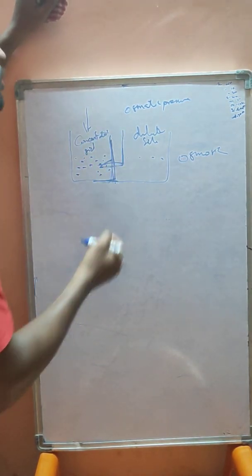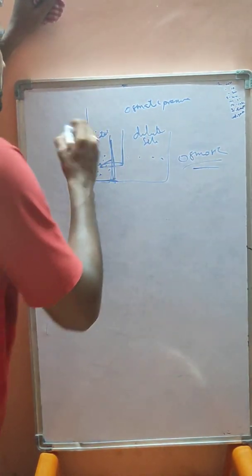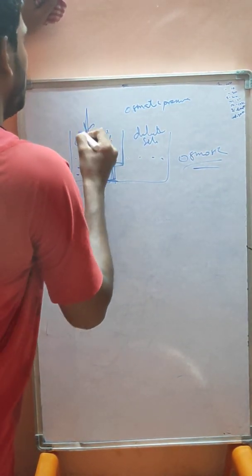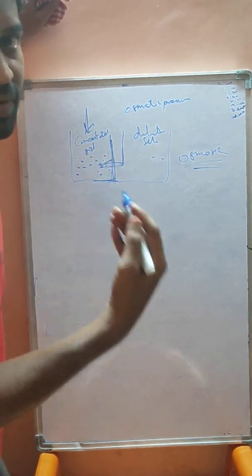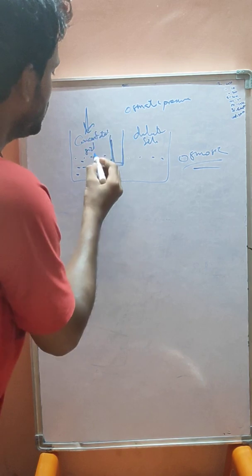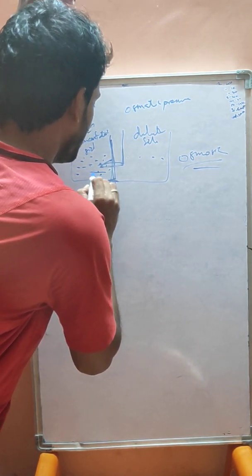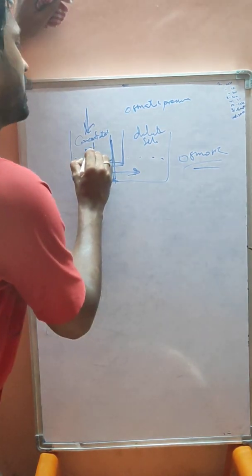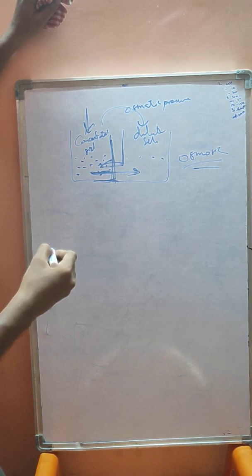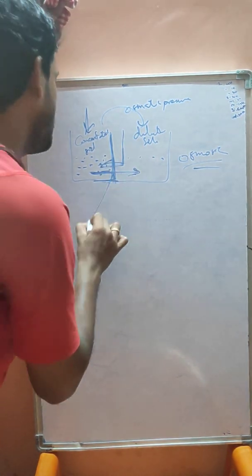So what we are doing is applying excess pressure here, with high pressure pumps. Due to that high pressure, the pure water particles move this way, from the concentrated side to the dilute side, through this membrane only. This is called a semi-permeable membrane.